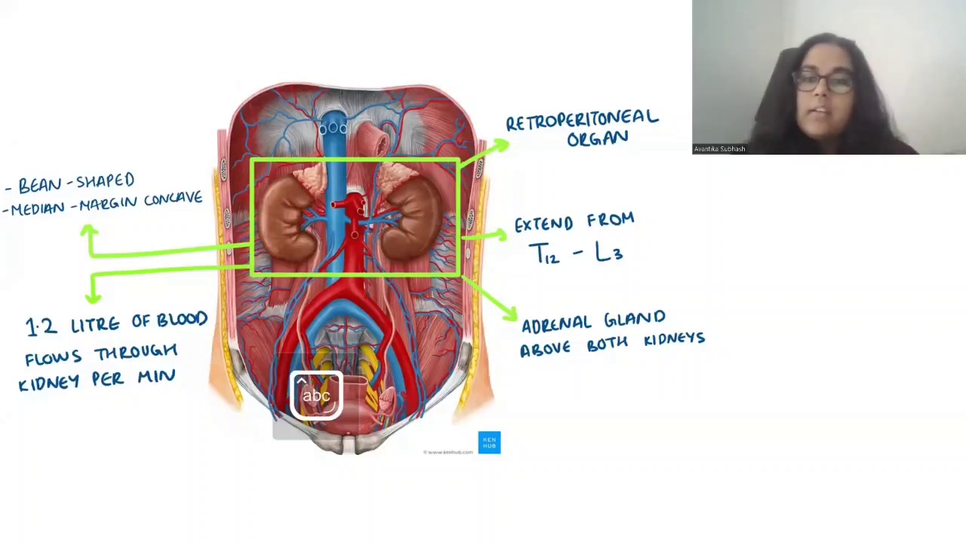We also know that we have our adrenal glands that are located superiorly above both the kidneys. And based on a physical description, we know that they are bean-shaped and they are medially more concaved.